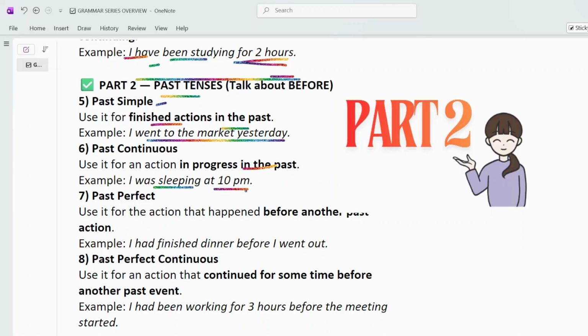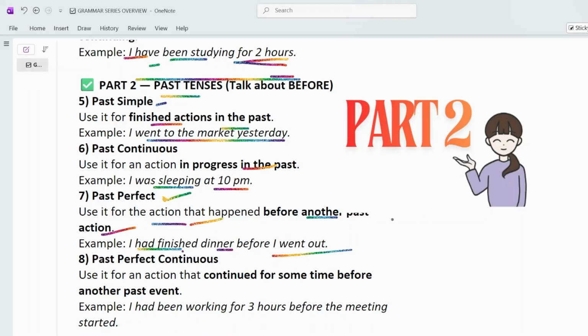The next one that we will be dealing with, in the grammar series in reference to tenses only, will be the past perfect tense. And past perfect tense is used to show an action that has happened, okay, before another past action. For example, I had finished dinner before I went out. You can see there are two actions. That is, a person has dinner and then he's gone out. So these are two actions.